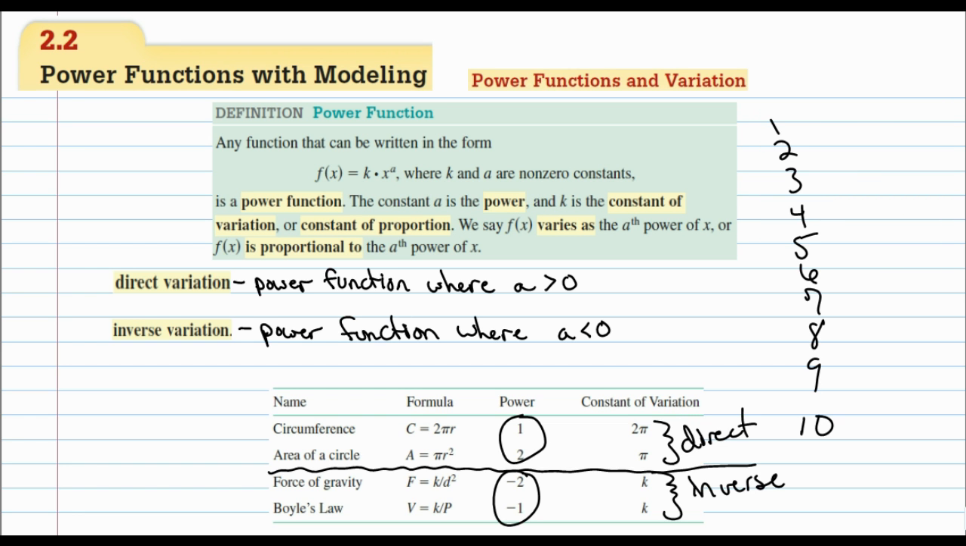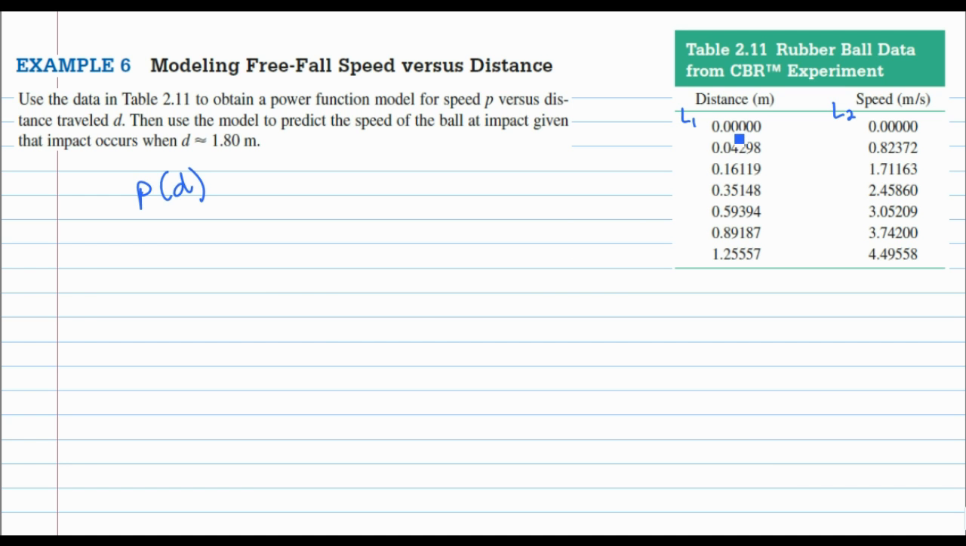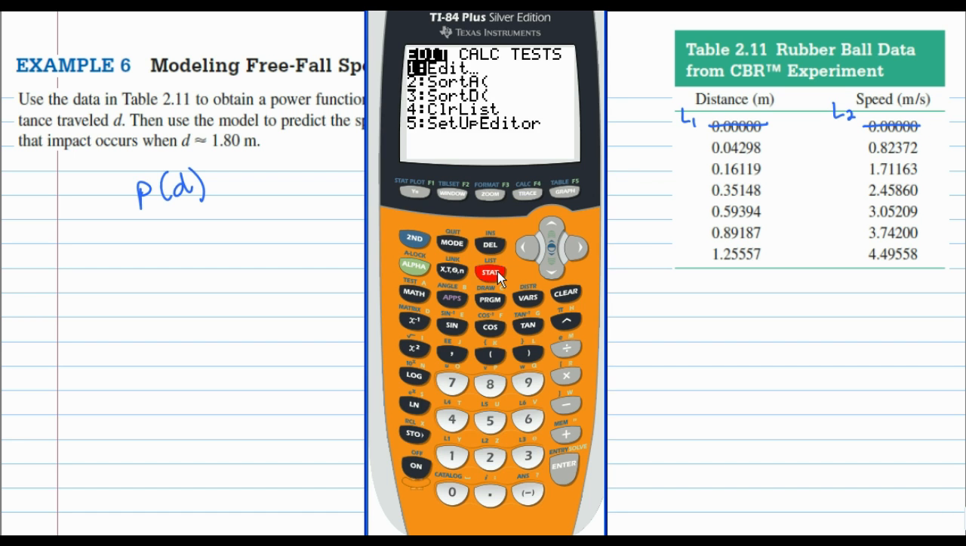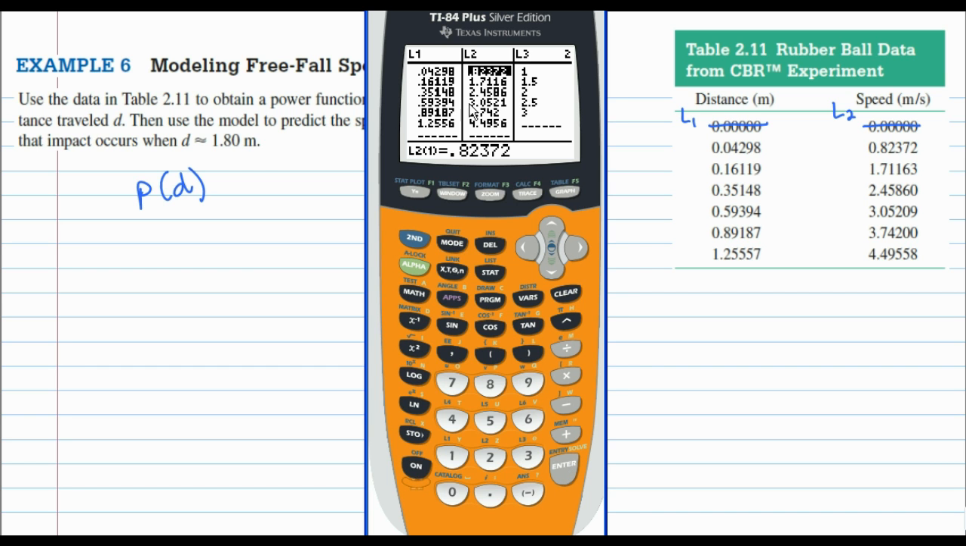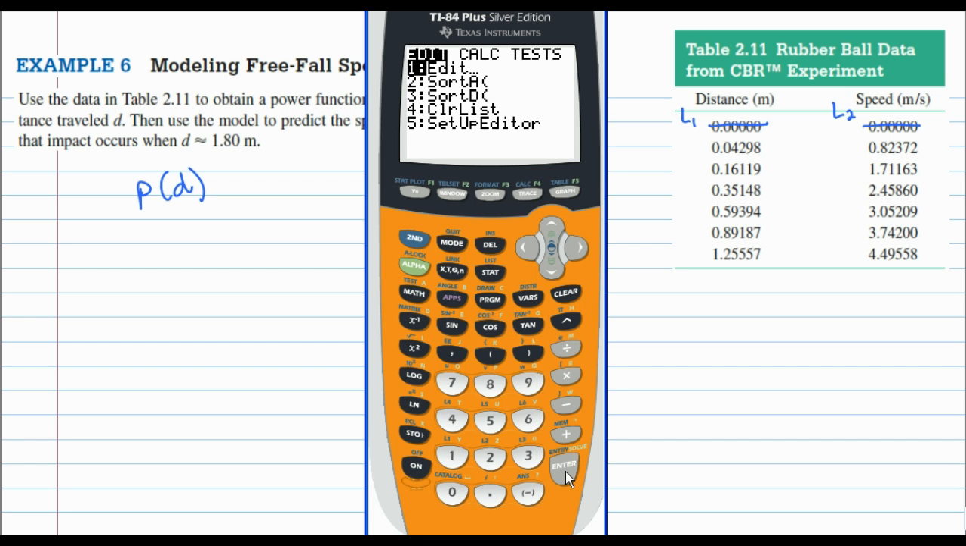My speed, the speed of the object, depends on the distance it has fallen. Now, if we remember the definition of a power function, k and a are non-zero constants. So we run into an issue in our data here. In L1 and L2, we cannot use the origin 0, 0. So I'm going to leave out that data point in my lists and start with the second data point. Now I'll be able to calculate a power regression, and put that into y1.